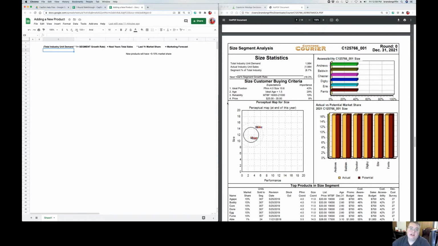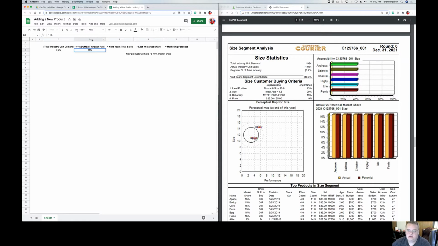So remember, Capstone Courier is a review of last year. So last year, the total industry unit demand was 1,984. And it's going to grow by a certain growth rate because every year more people are buying size products. It's a growing industry, a growing segment. So the segment growth rate that it gives us, which is going to be the exact same every single round, is 18.3%. And just to make the math easier, we're going to use 1.183.